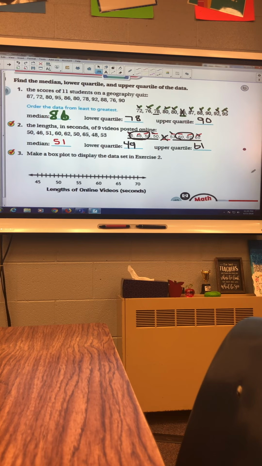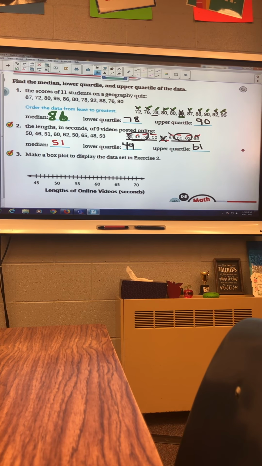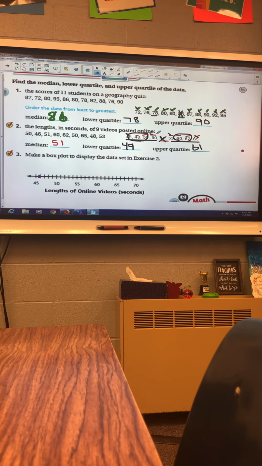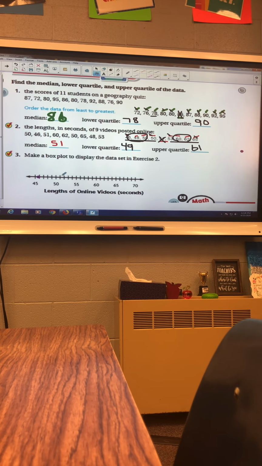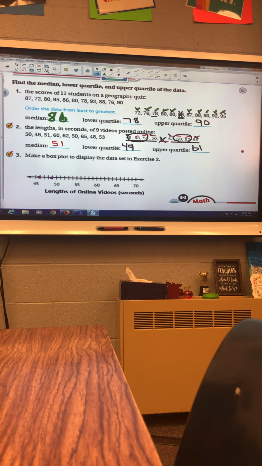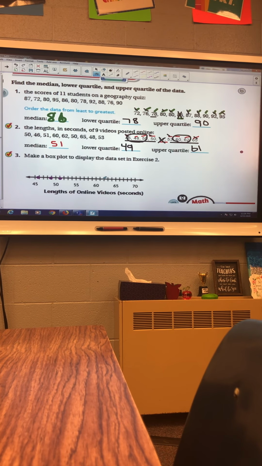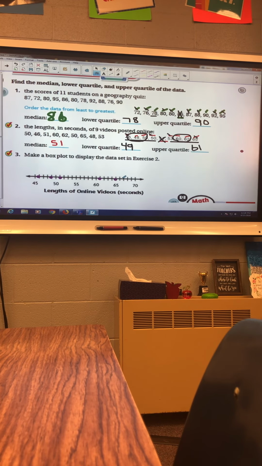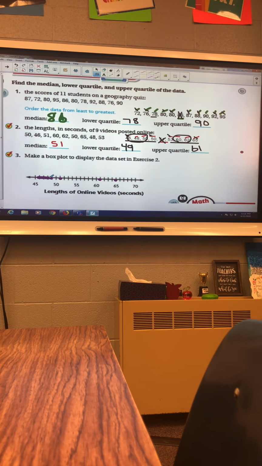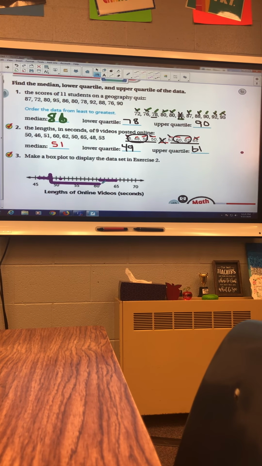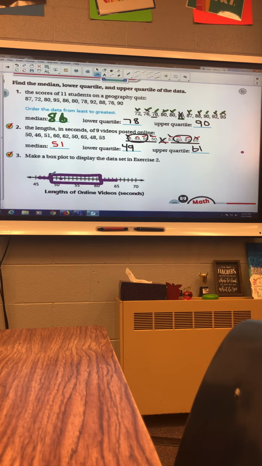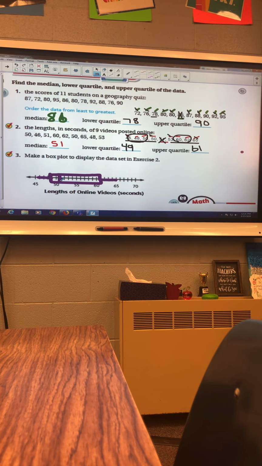Okay, so I'm gonna plot, remember you need least value, which was 46, so I plot at 46. We need our lower quartile, which was 49. We need our median, which was 51, our upper quartile, which was 61, and my greatest value, which was 65. Connect with lines, put a box around the quartiles, and draw a line through your median.